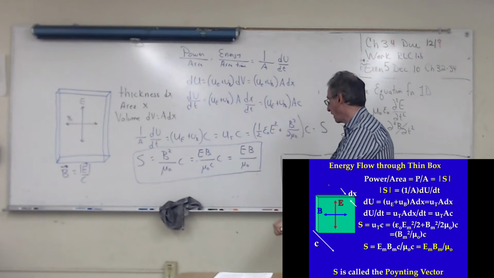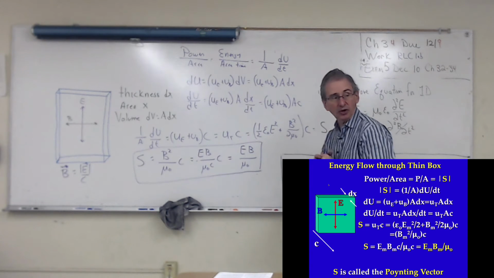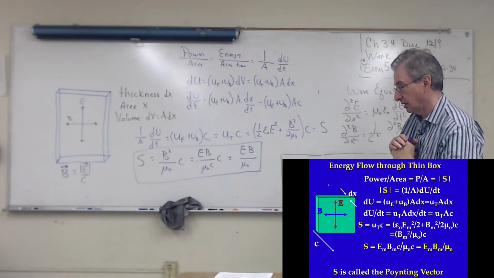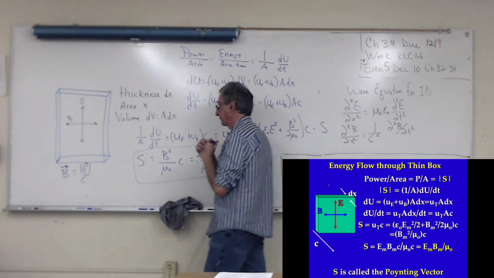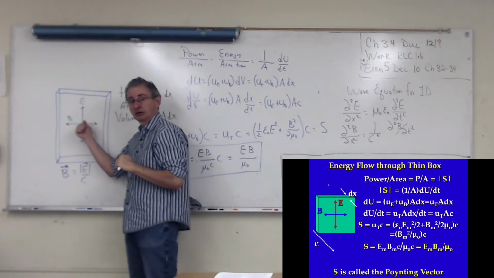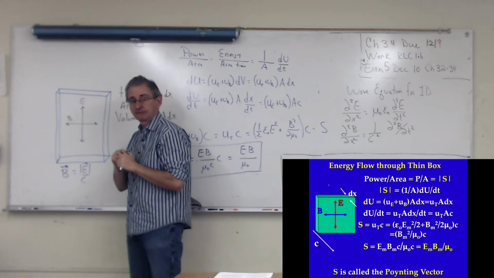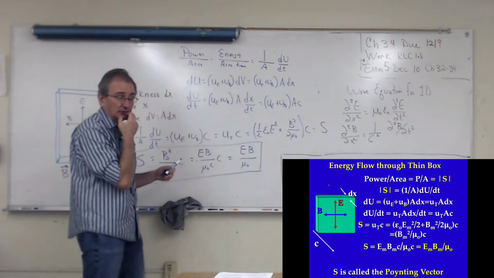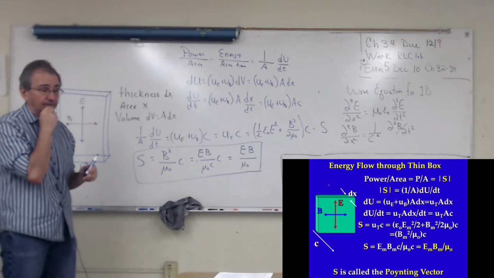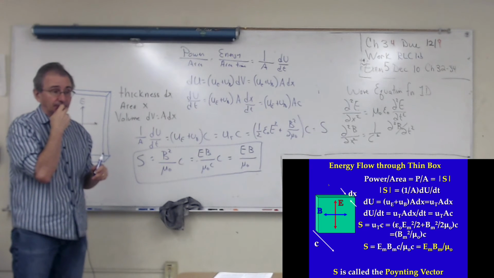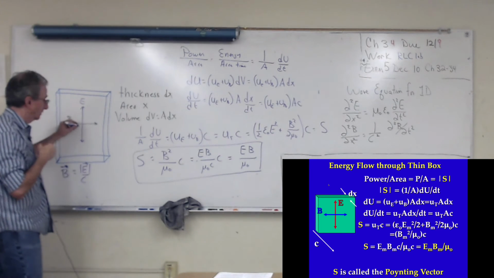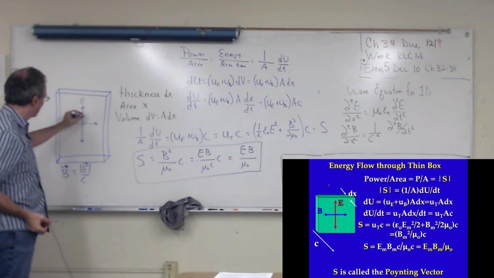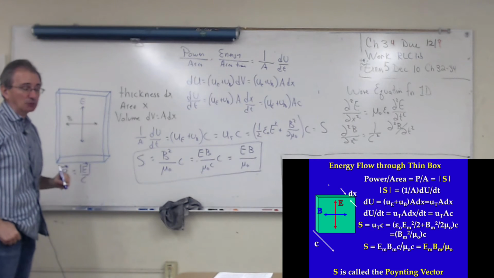So whatever this is, I can write it as E times B over mu naught. So the flow of energy per unit area per unit time is given by this expression. And the energy only flows through the surface, normal through the surface.